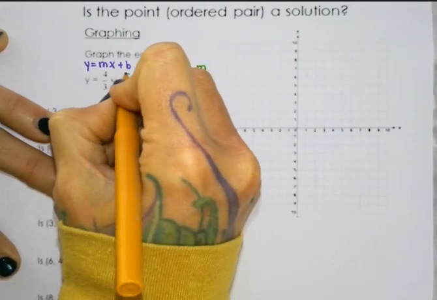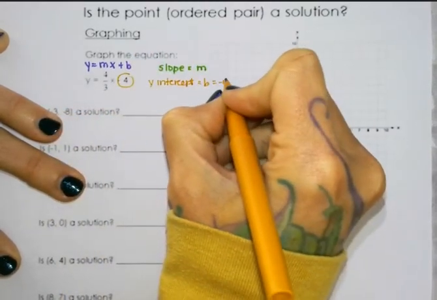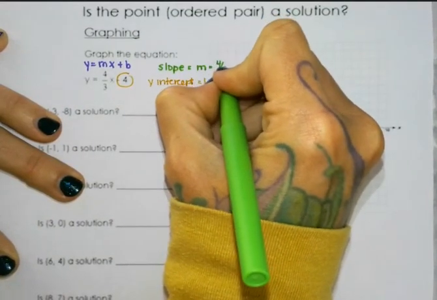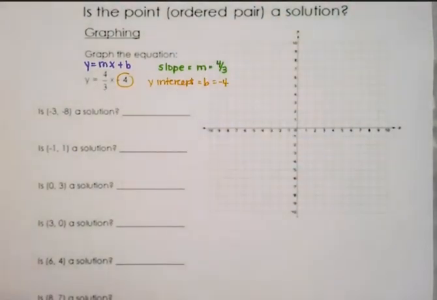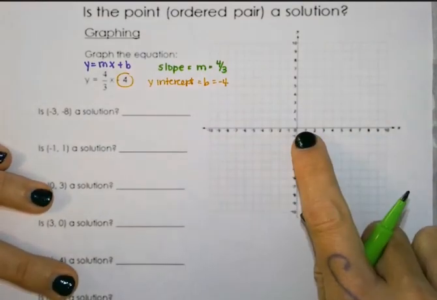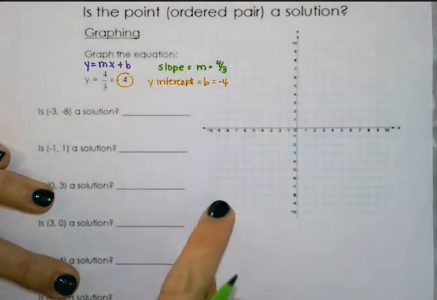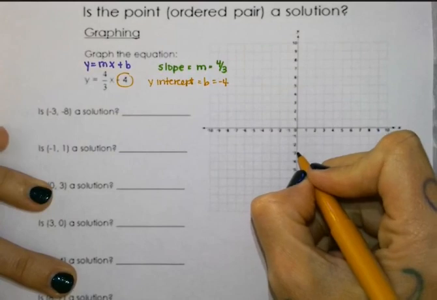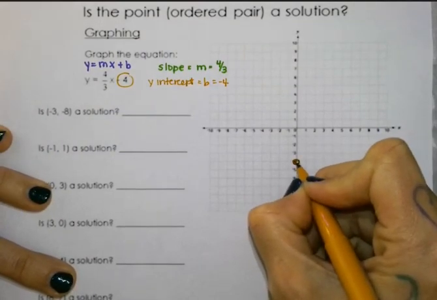In this case, that's going to be a -4. And our slope, it looks like, is a positive 4/3. And it is positive, which means it will be an increasing line. So as the x values increase, the y values will also increase. So it should be going up. We're going to start at a -4 because that is our y-intercept. So 1, 2, 3, start at a -4.